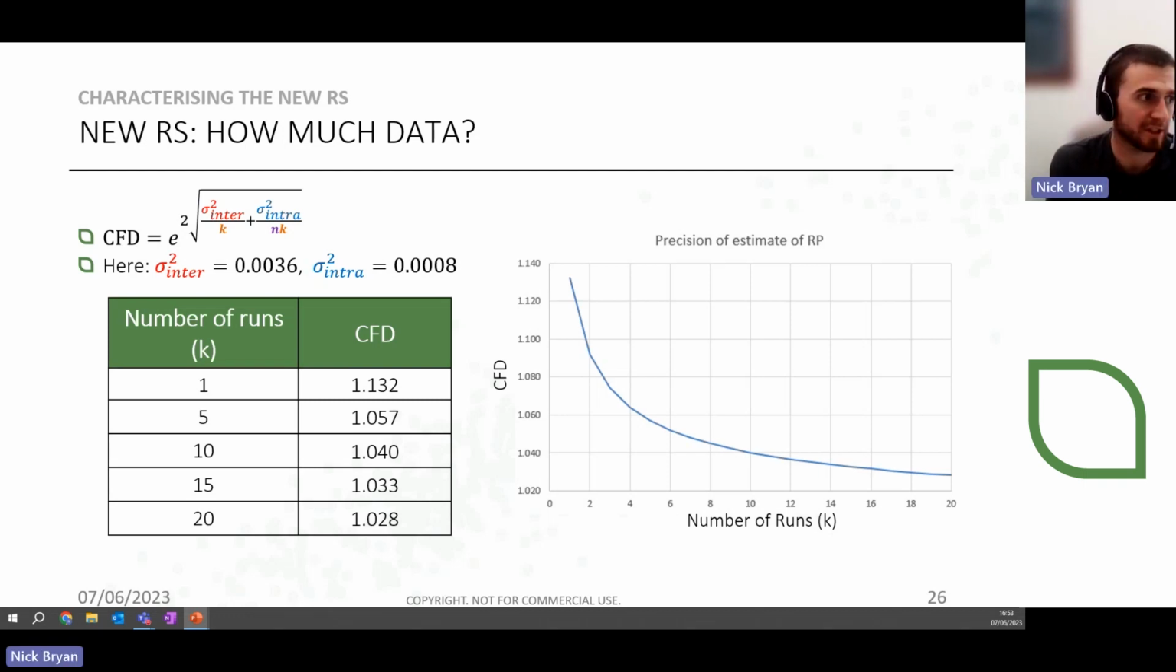It's also worth considering that we've only looked at runs here, but we can also vary the number of plates. And as we increase the number of plates, we're also going to see a decrease in the critical fold difference. It can also be the case that sometimes we have more variability within a run than between runs. So if that was the case, then we'd prioritize increasing the number of plates over increasing the number of runs. But we haven't investigated that further here.